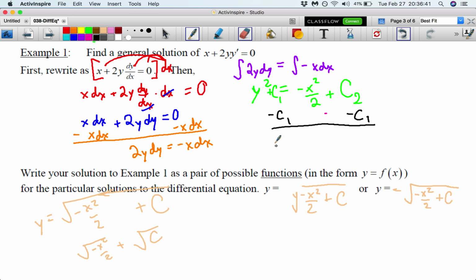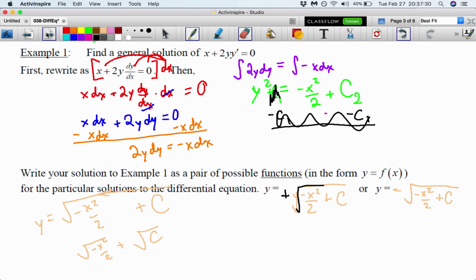Besides that crooked line. And I would get y squared equals basically the same thing I had before, but instead of c, I have c2 minus c1. But c2 minus c1 is just some other constant, which we'll call c. 5 minus 2 is just some other constant we call 3. Okay? So that's why it was okay to have something that looks like this. That's why it's okay to have a positive solution and a negative solution with just one c on one side. Because it's the same thing. It all worked out the same either way.